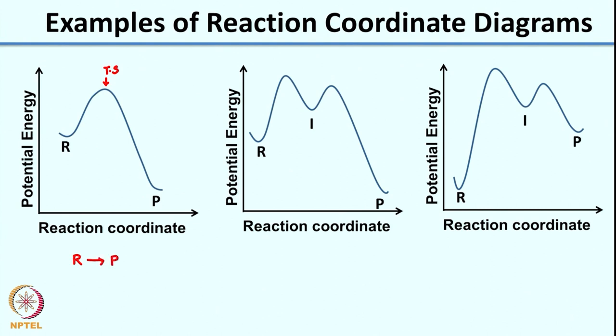Now in the second case, what you see is you have two hills. So this reaction has one intermediate, and in the second case also the reaction has one intermediate and you have two hills corresponding to transition state 1 and transition state 2. Now, I would like you to look at the relative energy levels of the reactants and the products and the intermediates and the transition state, and try to understand what information you are getting by looking at these energy levels. Again, you can press the pause button and think about it.